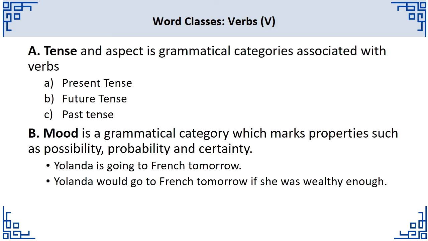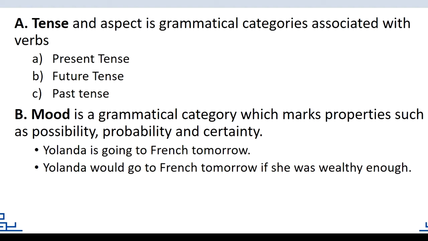When we are talking about verbs, we should also understand about tenses and mood. Tenses are grammatical categories associated with verbs, but I don't think I need to explain about tenses here. Second one, mood is a grammatical category with marked properties such as possibility, probability, and certainty.